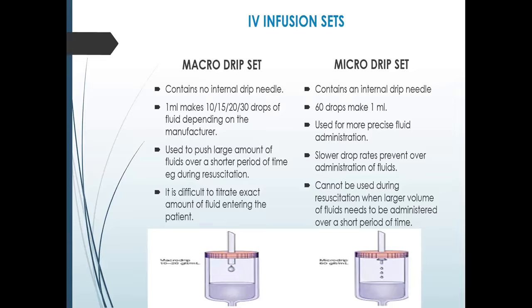Macro drip sets are used to push larger amounts of fluids over a shorter period of time, for example during resuscitation, while a micro drip set is used for more precise fluid administration. It is difficult to titrate the exact amount of fluid which is entering the patient because of the large amount that gets pushed over a shorter duration of time with a macro drip set. But in a micro drip set, the slower drop rates prevent over administration of fluids.